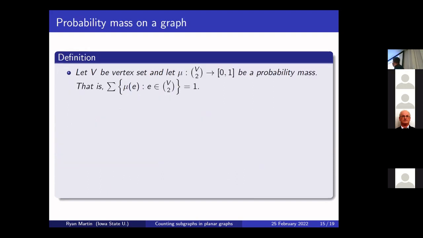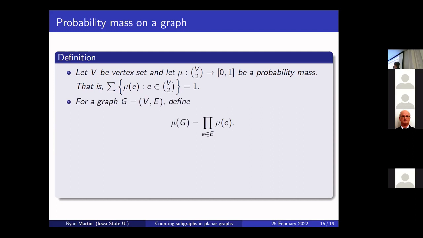All right. And there's sort of a general approach to this which Chris likes a lot, and I do too. And I think it's a neat way to look at graphs away from the planar setting or anything like that. So let V be a vertex set and let mu be a probability mass on the pairs of that vertex set. So you might as well consider your underlying graph to be complete. So what's a probability mass? Well, everything's between 0 and 1. So I'm weighting the edges between 0 and 1, and the sum of the weights is 1.